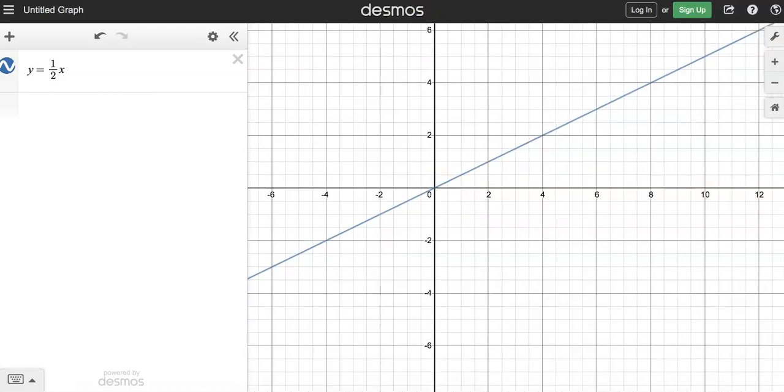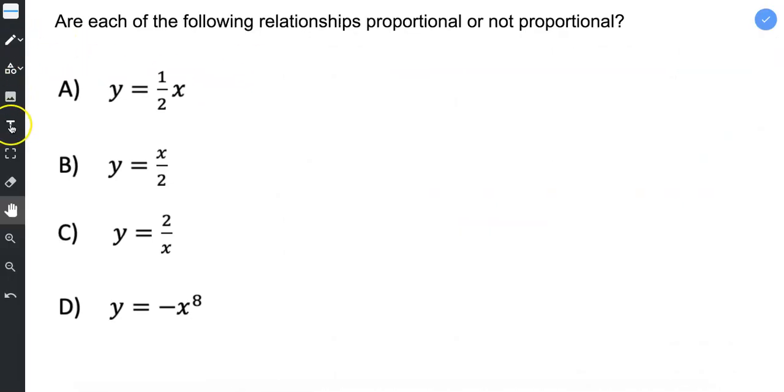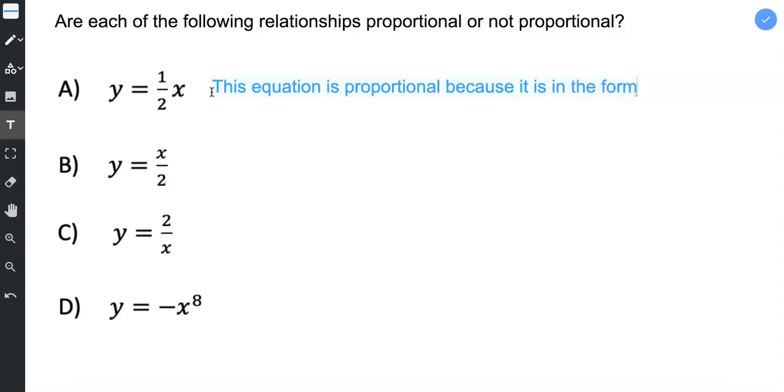So this is proportional. So then I'm going to take my typing tool and type, this equation is proportional because it is in the form y equals kx. There we go. It might look a little bit tricky because the k in this example is a fraction, it's 1/2, but it really does follow the model y equals kx.